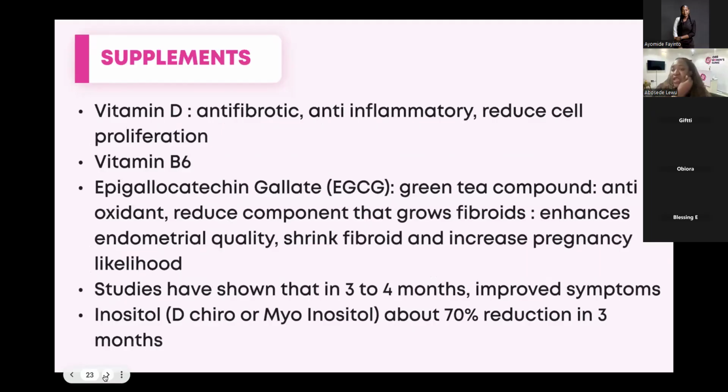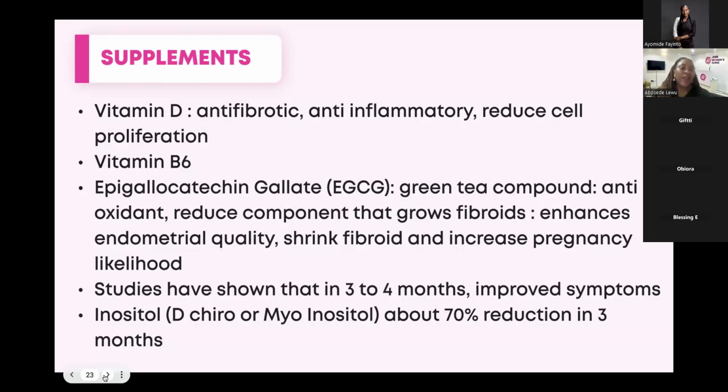Now, supplements, like I said, low vitamin D has been implicated in a lot of hormone-related medical conditions for women. So women that have fibroids, especially those that have mild symptoms or are asymptomatic, check your vitamin D level. If it is low, please correct for it. Vitamin B12, I don't like pronouncing this word, but I'll try.